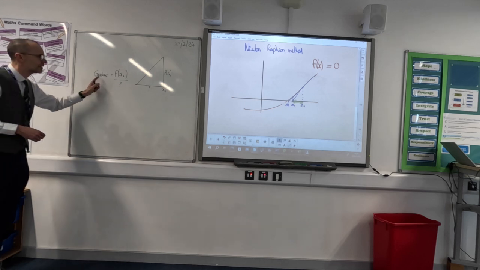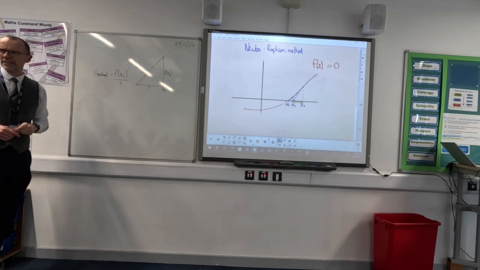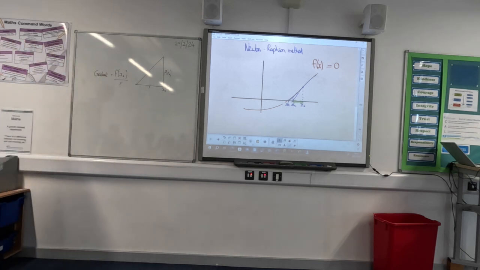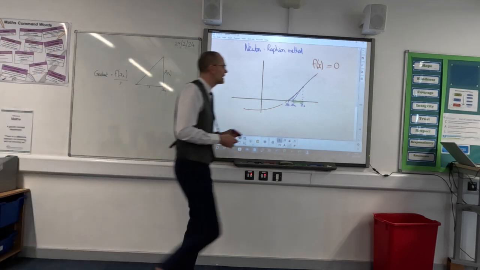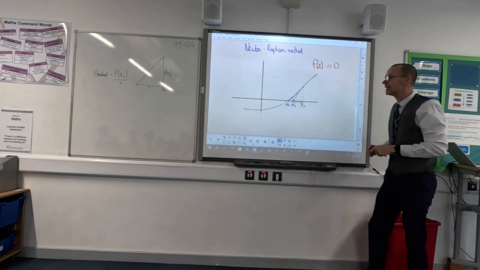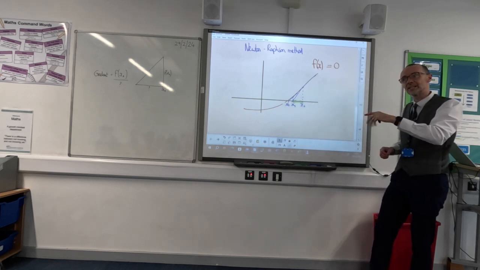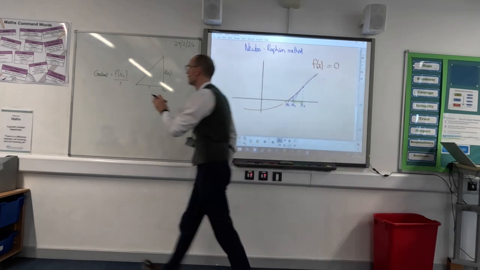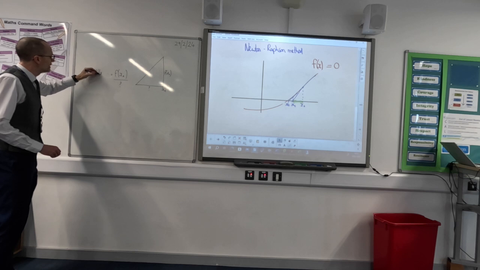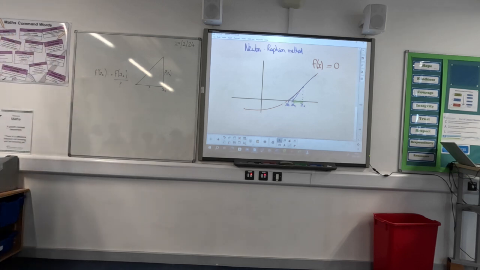Now, I don't know the gradient of the tangent, or do I? How do I work out the gradient of the tangent to a curve at a particular point? Take the derivative. I differentiate, yeah. So the gradient of this blue line is the same as the gradient of the curve at that point there. And I work out the gradient of the curve by differentiating it and substituting in the value of x. So that is actually f dash of that value of x.